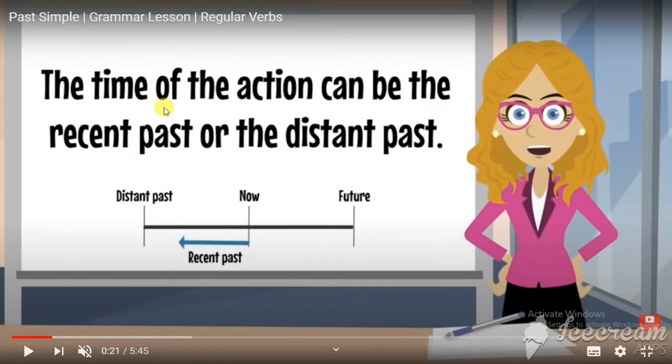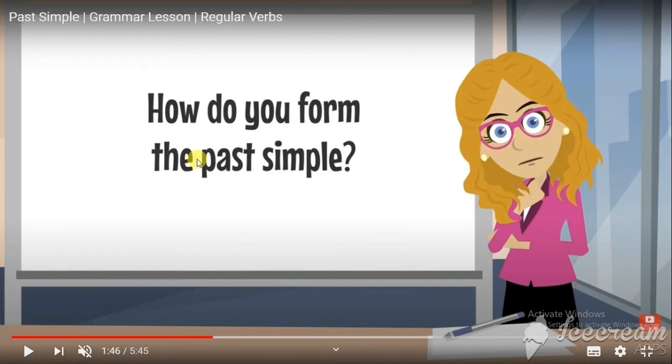The time of the action can be the recent past or distant past. It doesn't matter. The matter is that this action happened in the past, started and finished in the past. Okay, now how do we form the past simple?